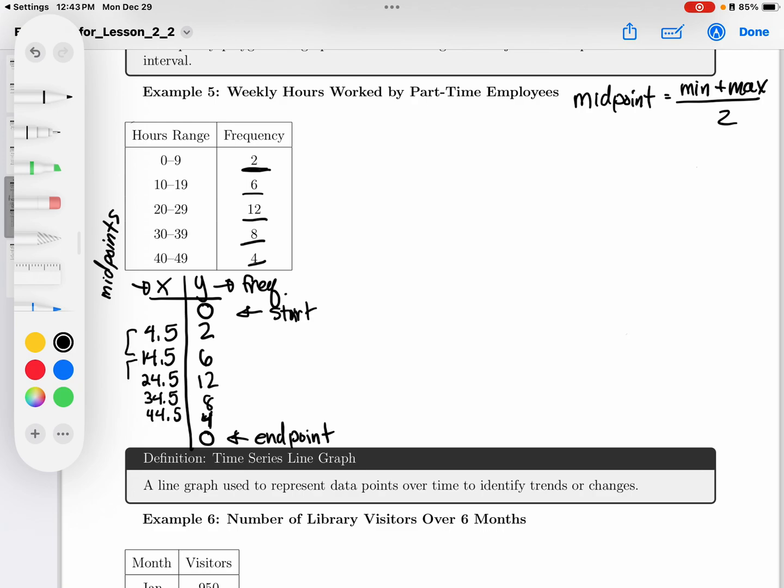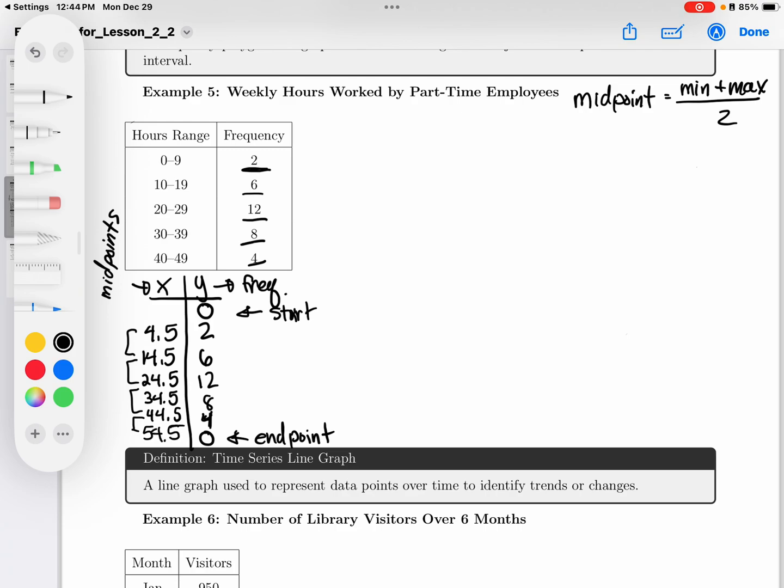Now at this point, you'll see a pattern. As I come down, I keep adding 10. That's because we have a class width of 10 here. Now our starting point and our ending point is going to be based on our class width. We're going to extend our class width in either direction. So to get our ending point, I'm going to add another 10 and get 54.5.